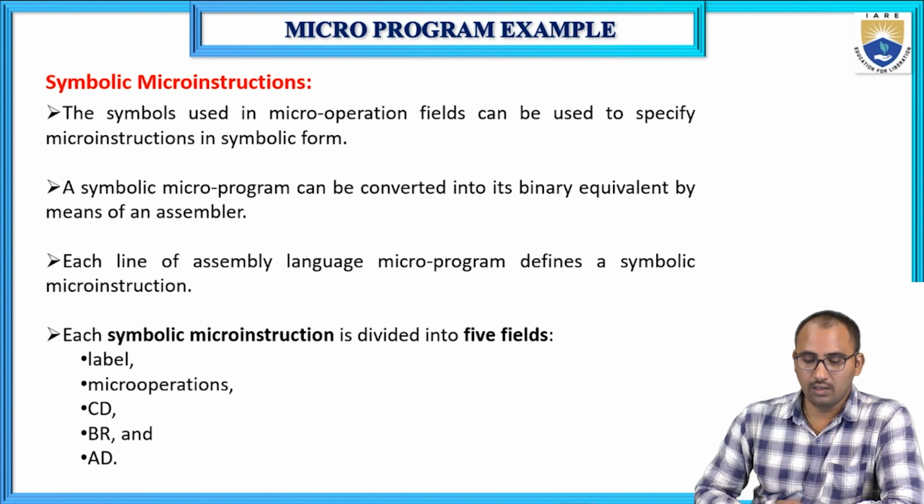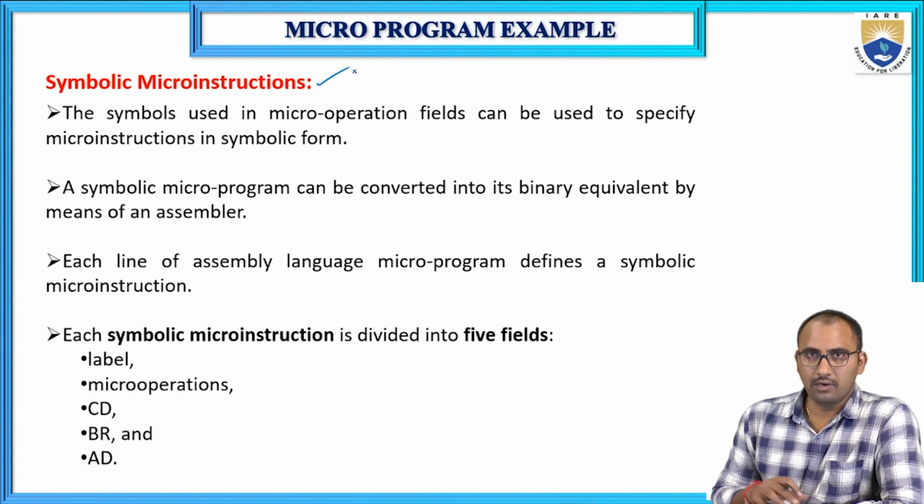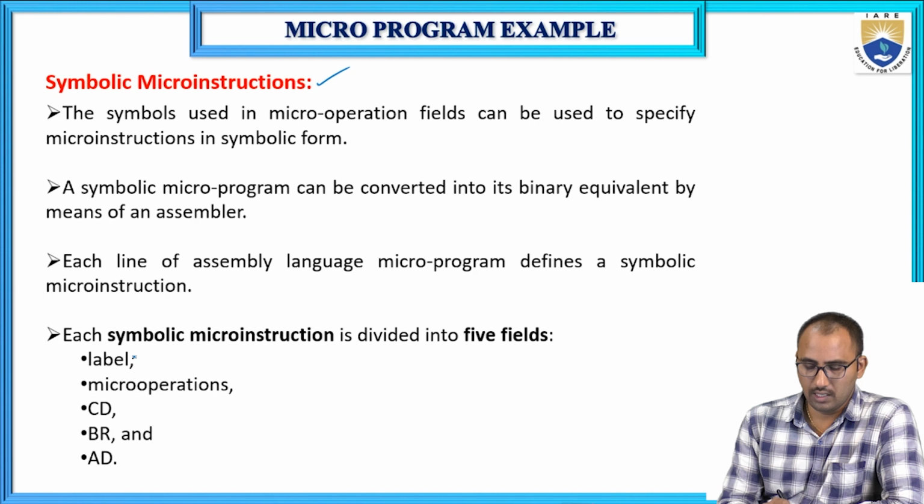Okay. And symbolic micro instructions. So in the micro instruction we are using some fields. We are using 5 fields: label, micro operations, CD, BR, AD. So these are the symbolic micro instructions.